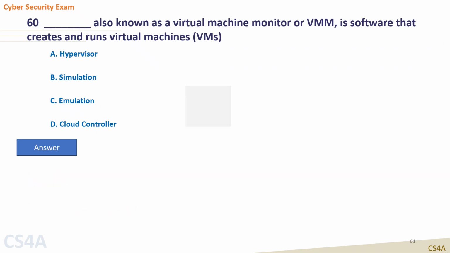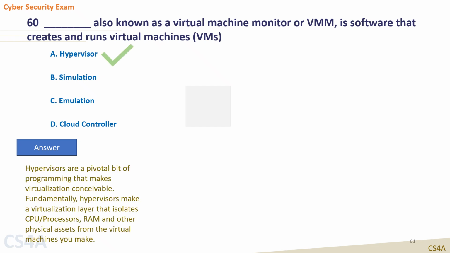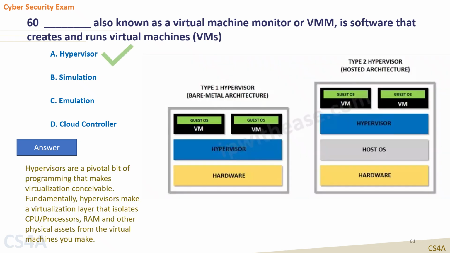A hypervisor, also known as a virtual machine monitor or VMM, is software that creates and runs virtual machines. Here the options are hypervisor, simulation, emulation, or cloud controller. The keyword is to run a virtual machine. Simulation and emulation are not related to virtual machines, and cloud controller is also not related. Only option A is correct. So this is the hypervisor.